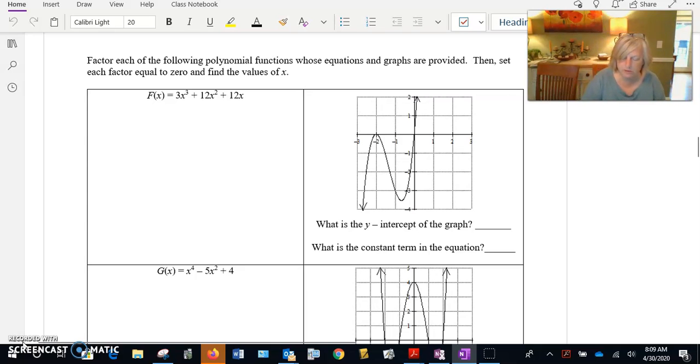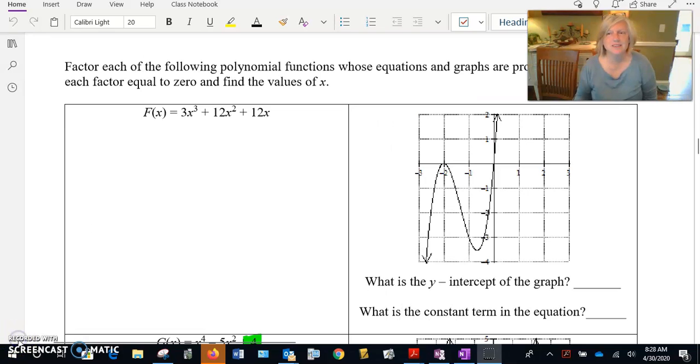All right, so now what we're going to do is come down to making this connection between the factors and the graphs. Okay, so taking a look at this polynomial f of x, the first thing that you should notice is that it really needs to have a GCF pulled out. So I'm going to start with my factoring process, and we'll just come over here. We're going to pull out a 3 and an x.